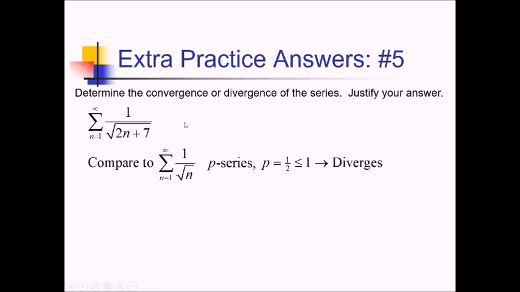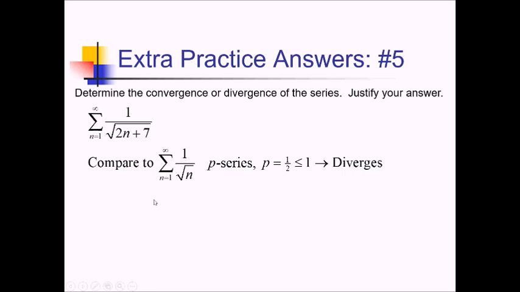So we need to use a comparison test, and direct comparison is not going to work as well on this one because this series with its larger denominator is going to be smaller than this p-series down here. Showing you're smaller than a diverging series doesn't really help a whole lot. So instead, we're going to use limit comparison.